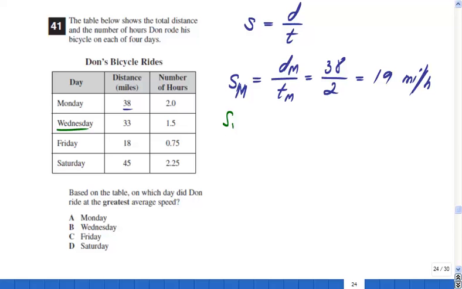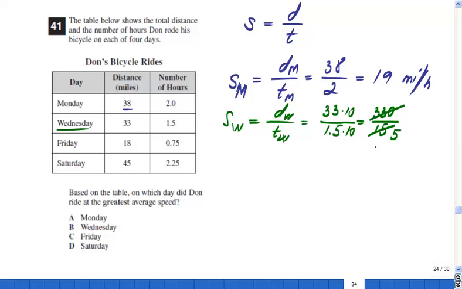The average speed on Wednesday would be the distance on Wednesday divided by the time for that distance on Wednesday. 33 miles over 1.5 hours, right? Because we don't like decimals in our fraction, we can multiply top and bottom by what? By 10, which gives you what fraction? 330 over 15. Let's simplify. Every one of them is divisible by 3. Well, you can see it's divisible by 15, but if you don't see that, let's go by 3.